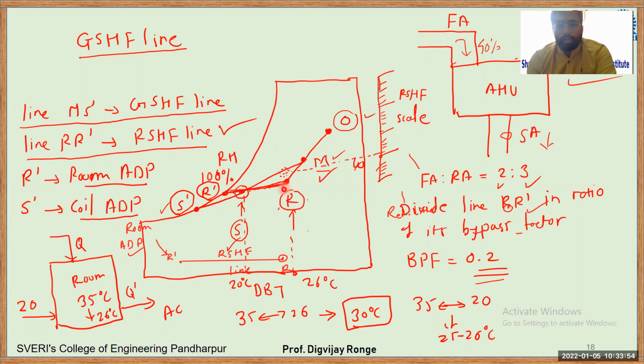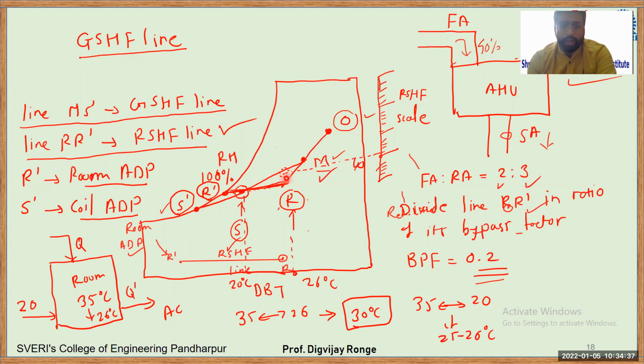Now the next point is plotting the GSHF line. For plotting the GSHF line, you should know what the coil ADP is. Previously we saw point R dash as the room ADP, but here we should know the coil ADP. Coil ADP means coil apparatus dew point, that is, the point at which water will start condensing on the coil. So you should know that temperature. If you know it, plot that temperature on the saturation curve and join this point, S dash, with the point M. This line M S dash is called the GSHF line.